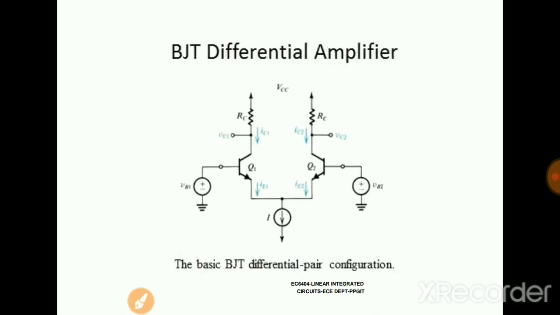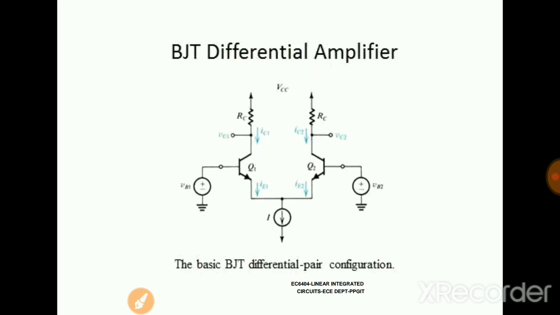So next is the general structure or the general symbolic representation of the BJT differential amplifier. You can see here, this particular BJT differential amplifier will have two transistors in which the emitter regions have been connected together. These two transistors are identical transistors. We call them identical because all the elements present in the two transistors are the same. So Q1 and Q2 are the two transistors where the differential amplifier will be formed.